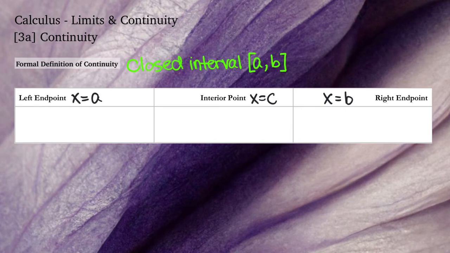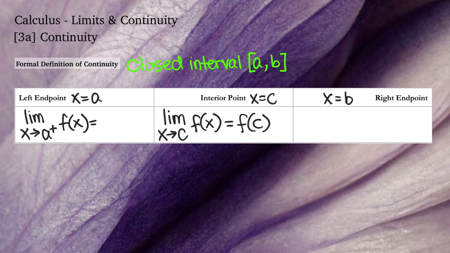If we're working with an interior point, we'll do exactly what we just did. We'll find the two-sided limit as x approaches C and verify that it's equal to the function's value at C. Notice that finding the two-sided limit as x approaches C requires that you find the left-hand limit as x approaches C and the right-hand limit as x approaches C. If you're working with a left endpoint, you're verifying that the limit as x approaches A from the right side of the function is equal to the function's value at A.